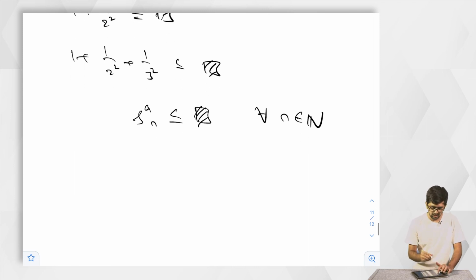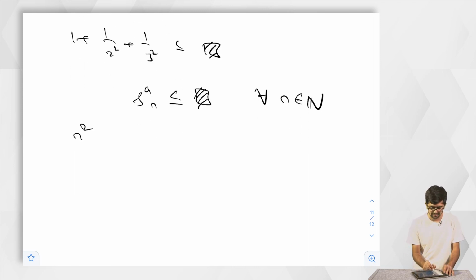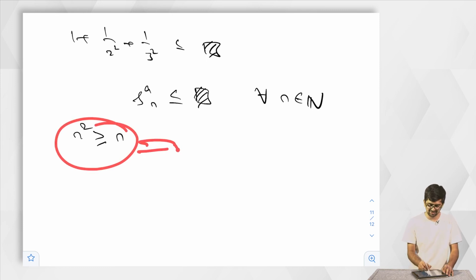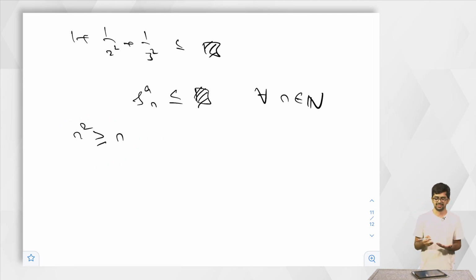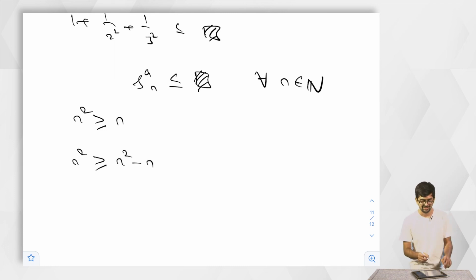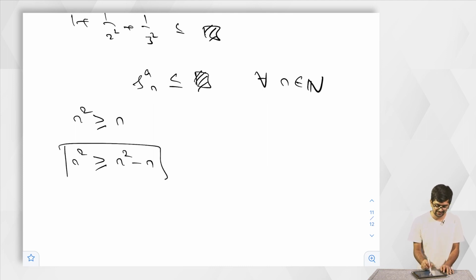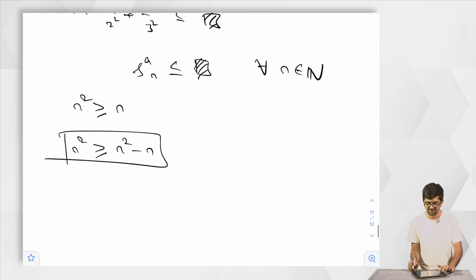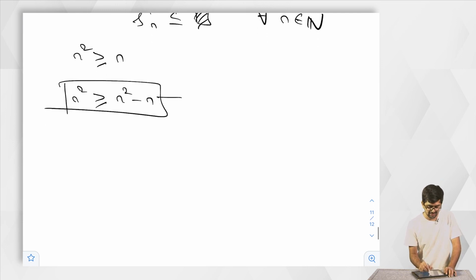Now observe the following: n square is greater than or equal to n, that is fine, but this was not useful. This implies 1 by n square is less than or equal to 1 by n, summation 1 by n is not convergent, so we cannot really conclude anything. Let us change the starting point. See, n square is greater than or equal to n square minus n. This is what I am considering. This looks as a surprise. It's not very clear why I am considering this. You will see soon.